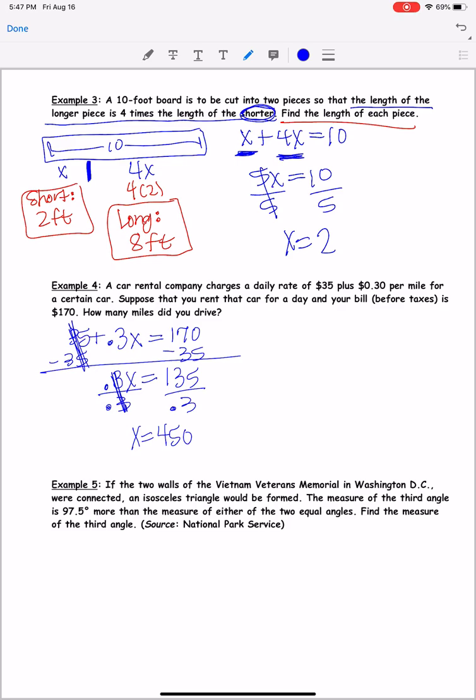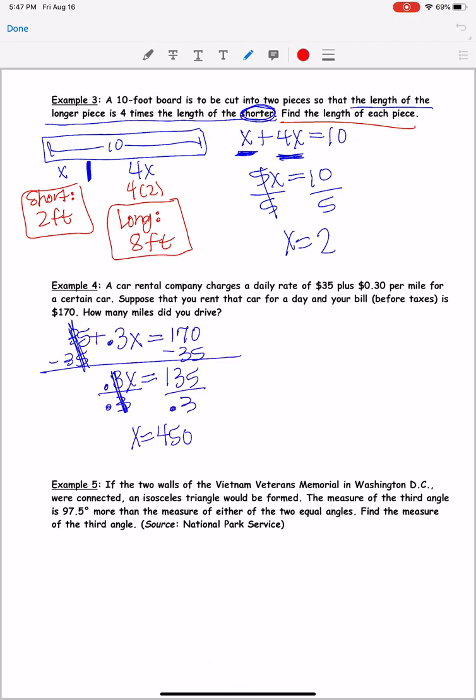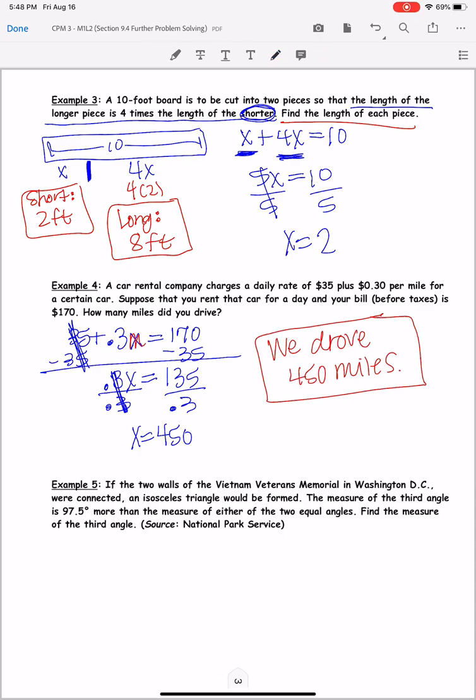So what did we find to be 450? It wants us to answer how many miles did you drive? And this x right here stood for miles. So word problems kind of need some word answers. That's why we put the short equals 2 feet, the long equals 8 feet here. How many miles did you drive? We need to write out we drove 450. What unit are we in? Miles. Okay, word problems need some sort of word answer.